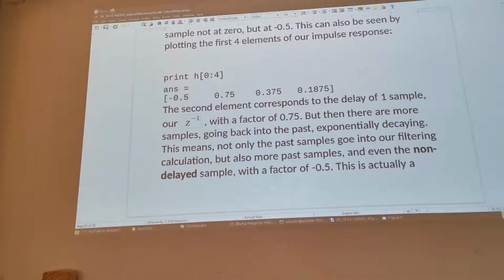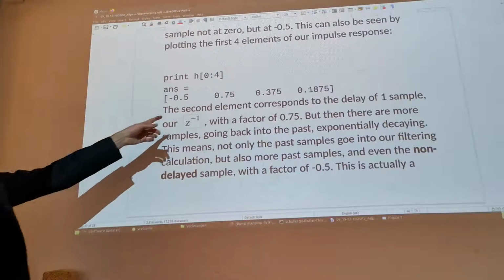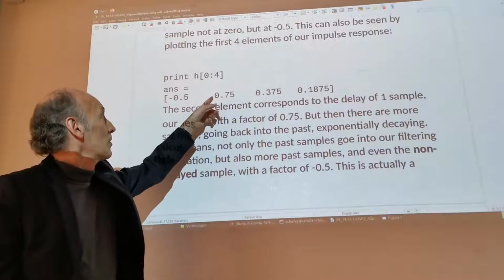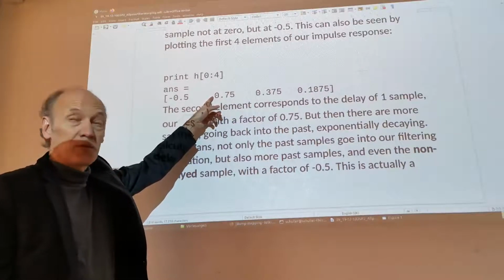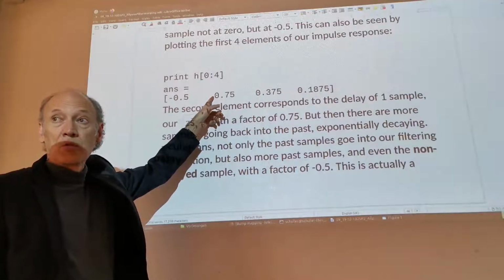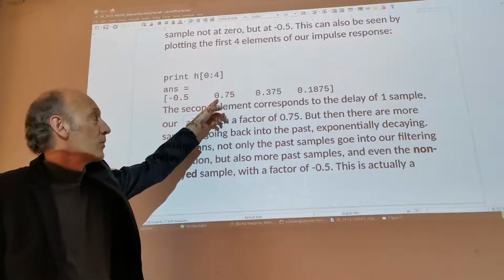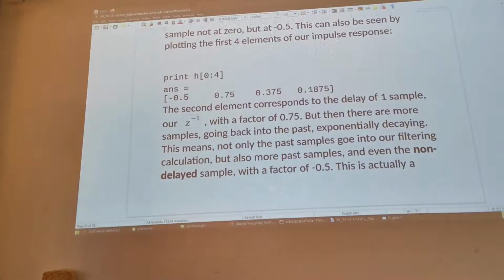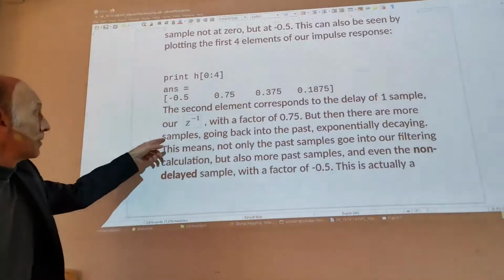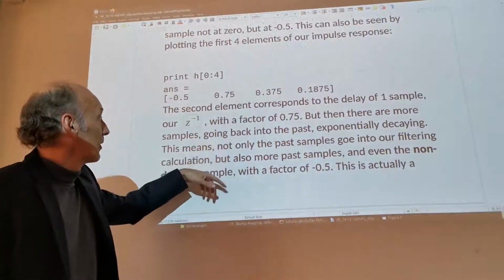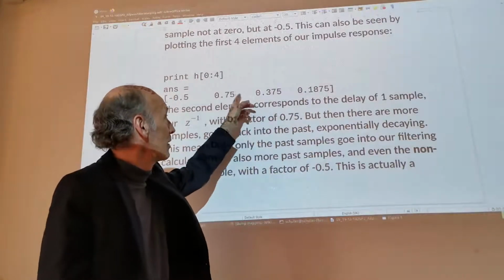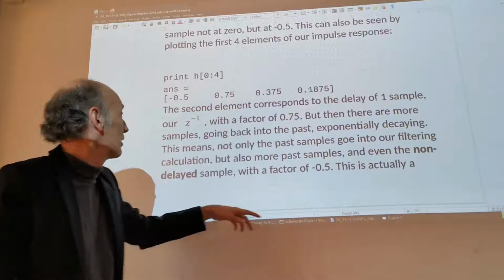This second element here corresponds to a delay of one sample. So you can see the biggest factor here is for a delay of one sample. What you can see here is that it's dominated by this one-sample delay. But there are also samples going back into the past, exponentially decaying. So here, this exponential decay.